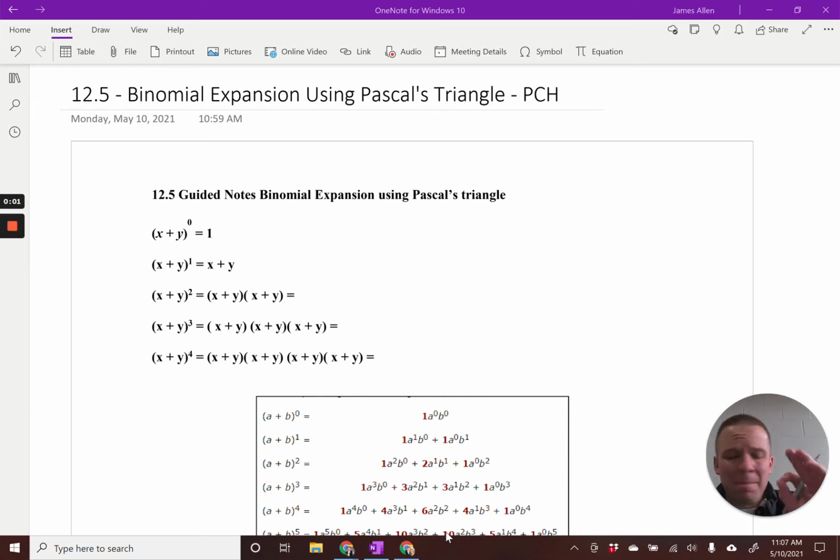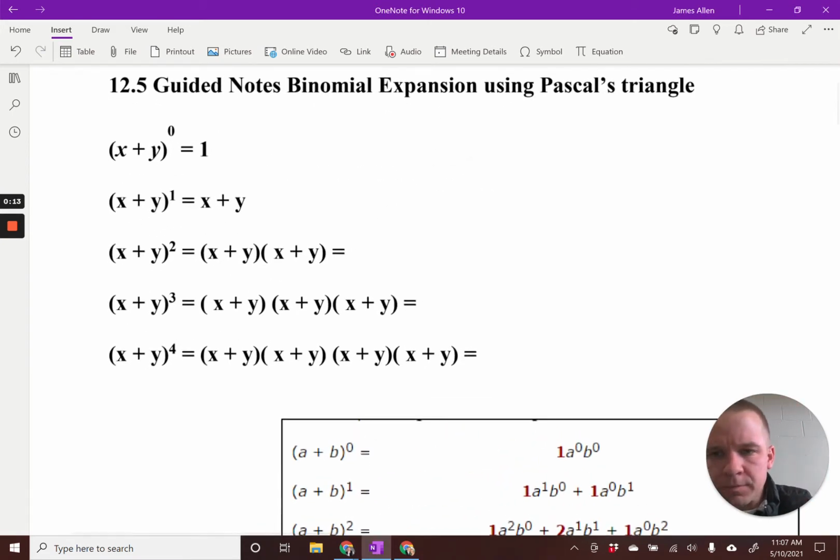It is time for some binomial expansion using Pascal's triangle. I'm sure you've heard about this triangle before. It's pretty incredible. All right, so let's take a look here. If we start expanding on our own, if we had x plus y to the 0 power, it would just be 1. Anything to the 0 power is 1. X plus y to the first would just be x plus y.